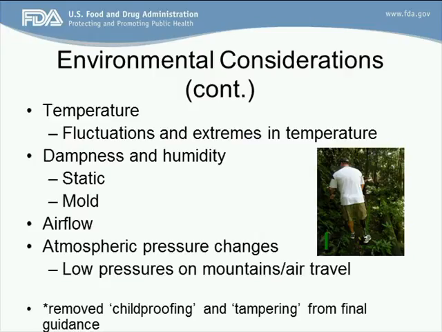Atmospheric pressure changes, and basically looking at low pressures. We did have high and low pressure in there, and one of the comments that came into us was, well, where would we have a problem with high pressure? So we're looking at low pressures like in mountains and air travel, where there's a little bit more of a problem. We did remove child-proofing and tampering from the environmental considerations from the final guidance, and we did put in a separate sentence, and I'll tell you where we put that later on. But it's basically a very general sentence in one of the areas of introduction in the, I believe it's the user section.